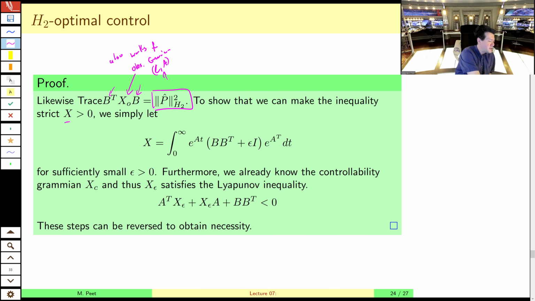Now I've got a little bit here about making the inequalities strict, which I won't get into because these were non-strict inequalities for the Gramians, and here we can just make them strict by adding this positivity term inside this integral. So thus we get that if the H2 norm is satisfied by just construction of the Gramian, we can prove that it satisfies this inequality, and vice versa.